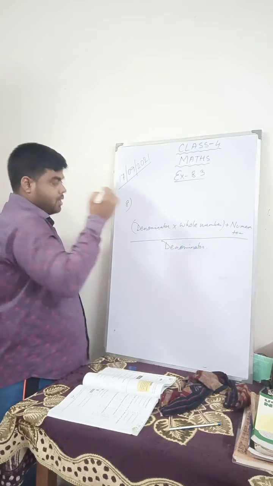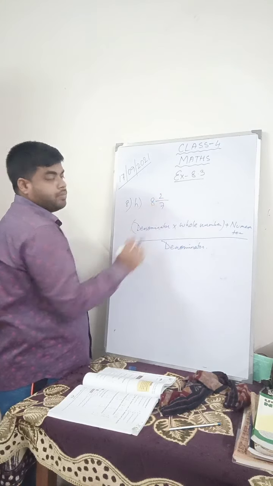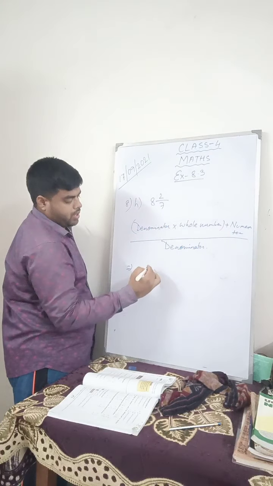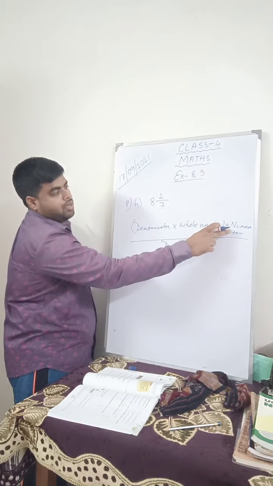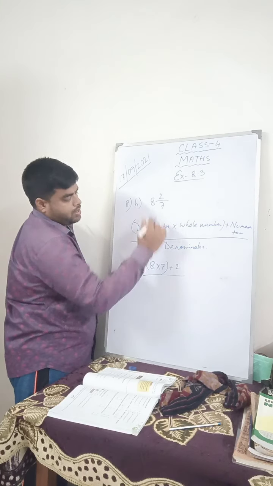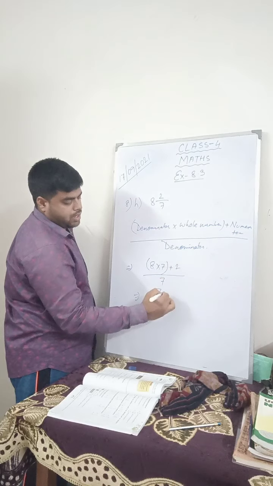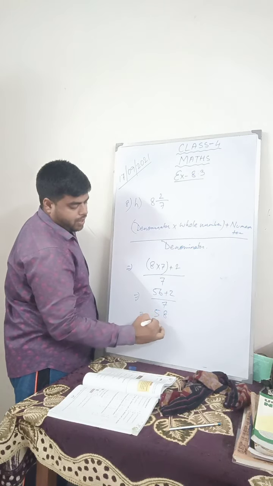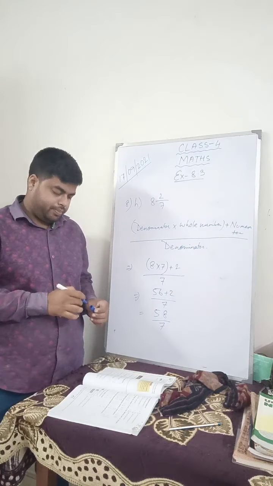So let me write number 8, 2 by 7. So what will you write? Denominator into whole number, so 7 into 8, plus numerator 2, by denominator 7. So 7 8s are 56, plus 2, by 7. Your answer is 58 by 7. So I hope all of you have understood this.